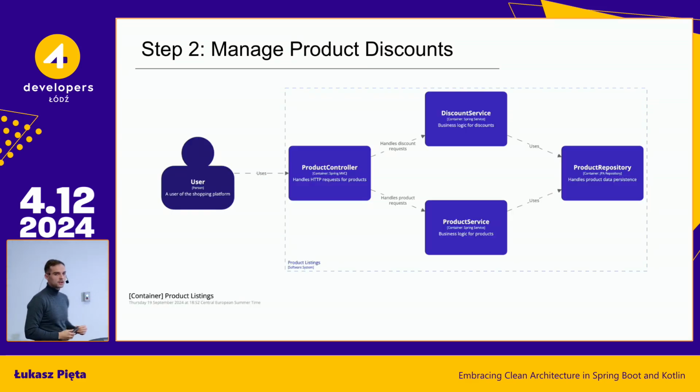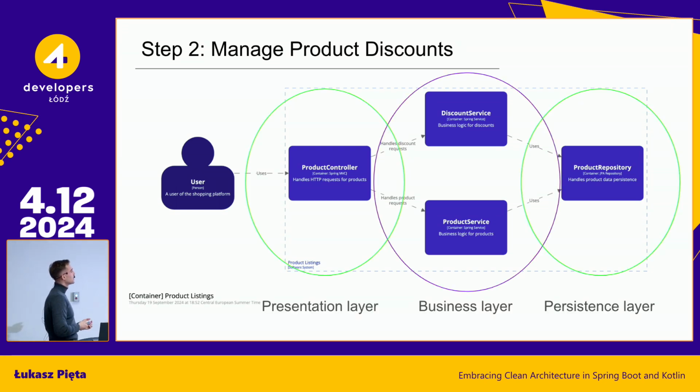So how can we implement it at the level of architecture? So we already had product service. Right now we have discount service, right? That's obvious. So this is it. When we take a look at the whole architecture, it's still 3-layered, right? We have presentation, business, and persistence.